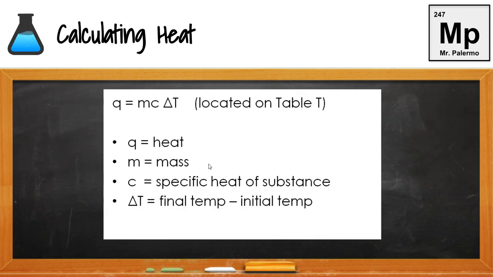So how do we calculate our heat? Well, the equation is located on Table T. It says Q equals mc delta T, and it lists what each variable is. Q is our heat, m is our mass, C is the specific heat of the substance. Most likely it is going to be water, which we now know is on Table B, at 4.18. And then delta T is the change in temperature of the substance, and it's going to be the final temperature minus the initial temperature of the substance.